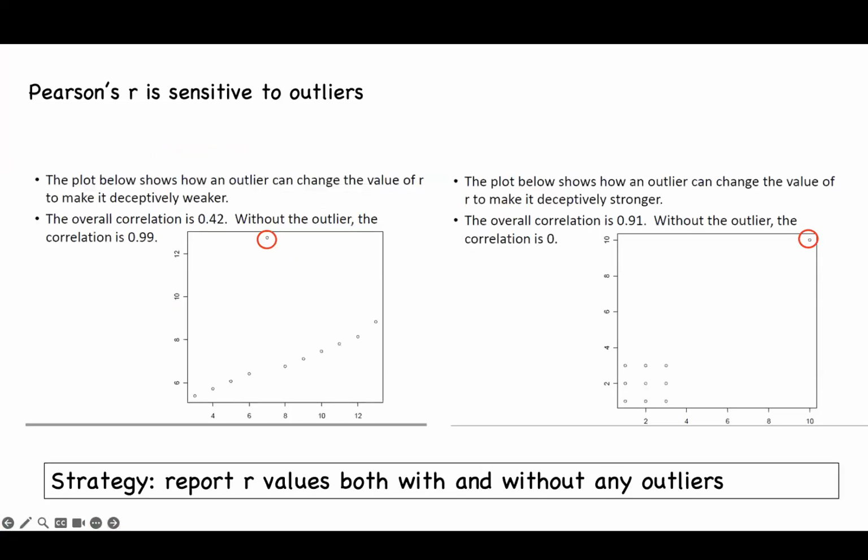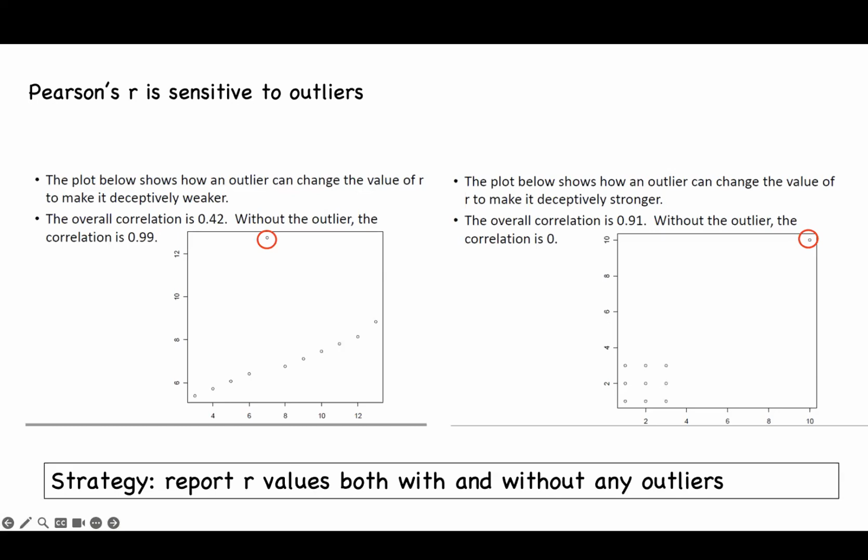So Pearson's R is very sensitive to outliers. Outliers refer to extreme scores and require special attention because of their potential radical impact on our dataset. Let us see two examples here. On the left hand, the red circle is an outlier. If we include the outlier, the overall correlation is 0.42. But if we remove the outlier from the dataset, the correlation is 0.009, almost a straight line. So the example tells us an outlier can make a correlation deceptively weaker.